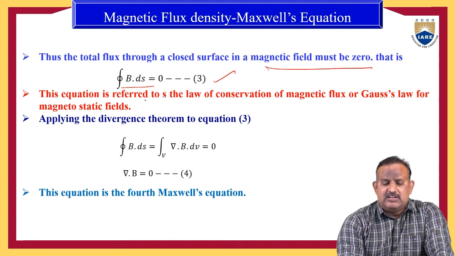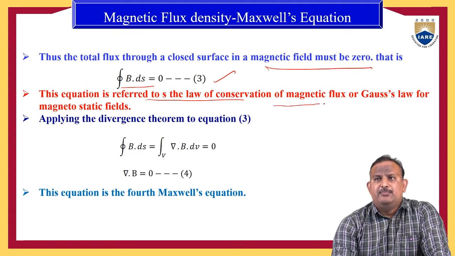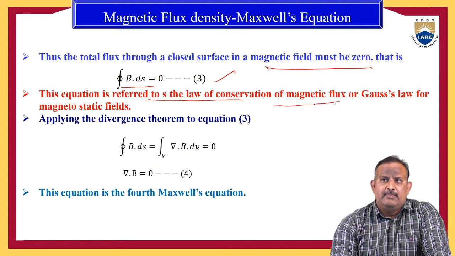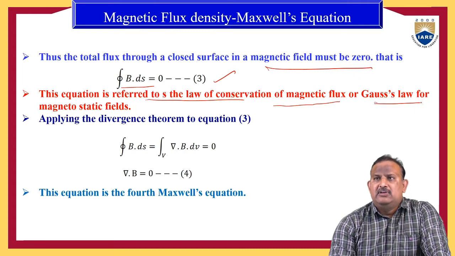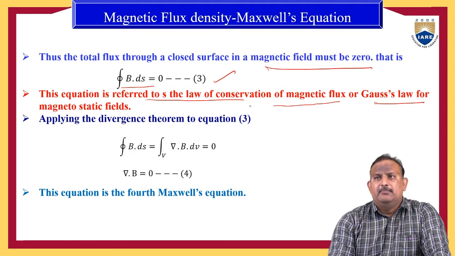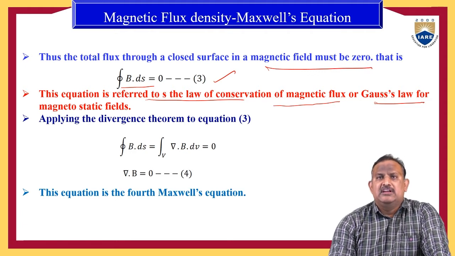This equation is referred to as the law of conservation of magnetic flux. This third equation, equation 3, is known as the law of conservation of magnetic flux, which is also known as Gauss law for magnetostatic fields.